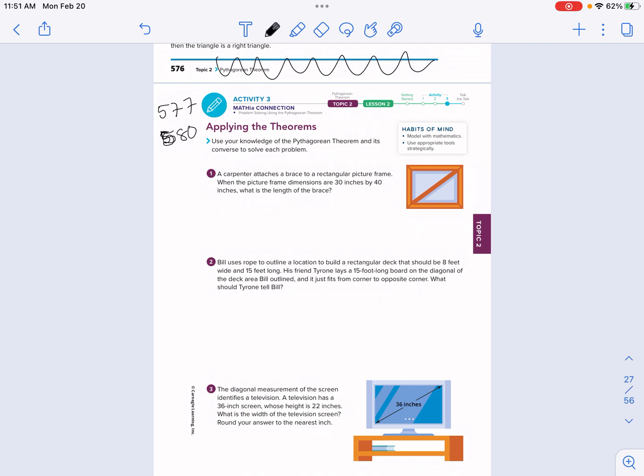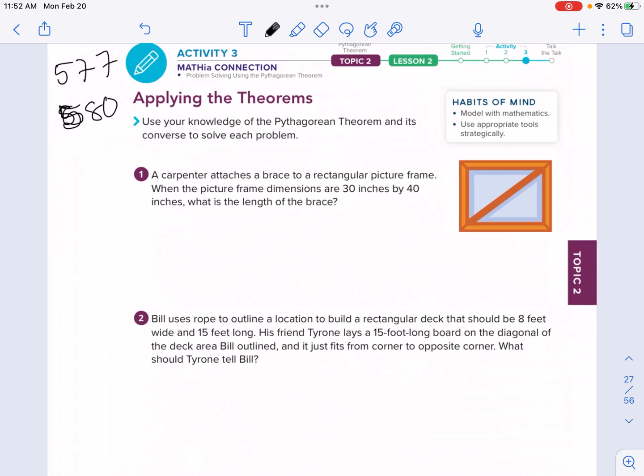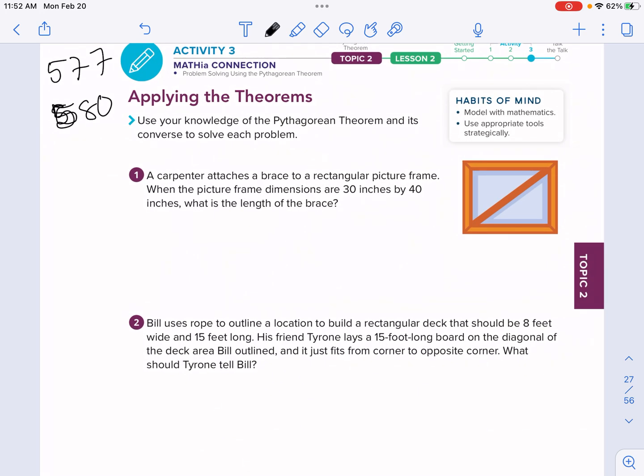So we're now applying the Pythagorean theorem and its converse to different contexts or story problems. So, it doesn't give us some type of nice triangle, or right triangle. We have to create this image and figure out to answer the question. So, number 1. It says a carpenter attaches a brace to a rectangular picture frame. When the picture frame dimensions are 30 inches by 40 inches, what's the length of the brace?